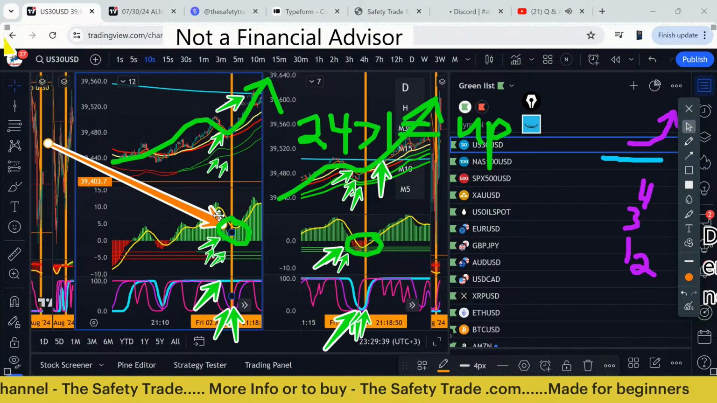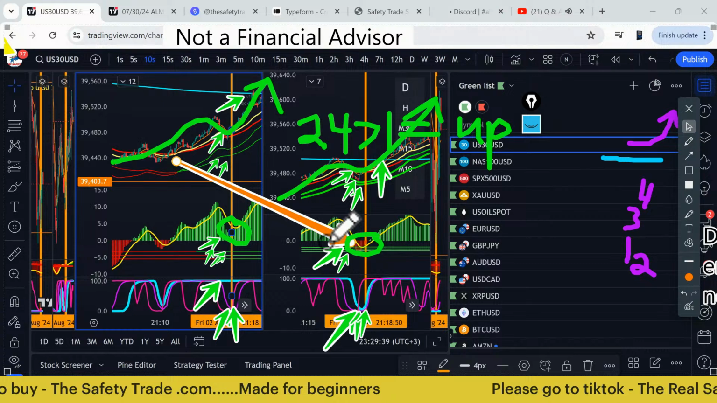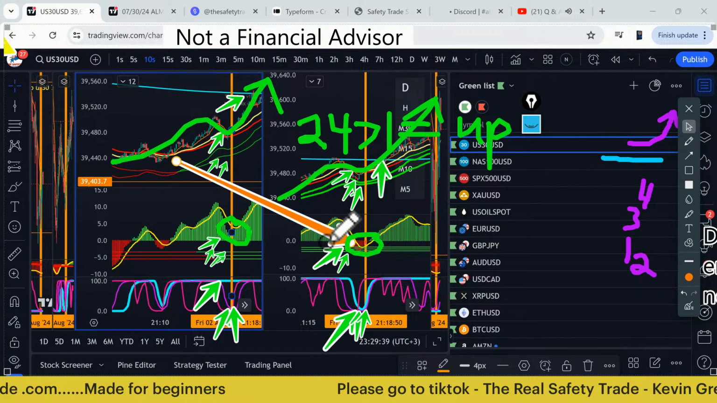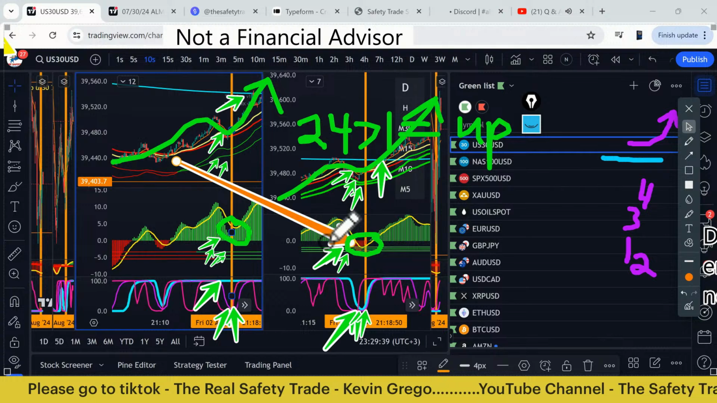Is that not the coolest thing you ever seen? It's like a puzzle piece. Name something else that does it. None of this ever changes. None of this ever repaints. It's always the same. Always that good.